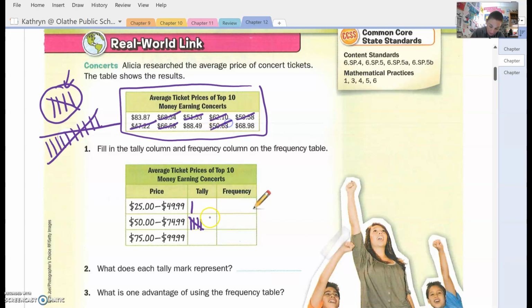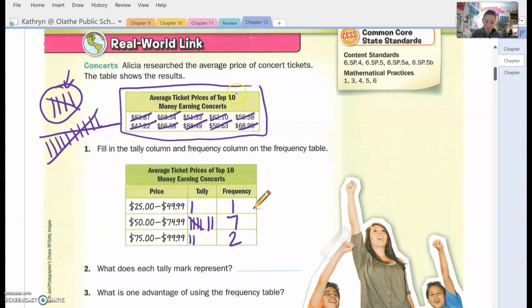So then I see there's another one that falls in there, and there's another one that falls in there. So it looks like we have 7. So now let's check 75 to $99.99. So there's 1, and there's 2. So the frequency is just the amount. So over here we tallied 1, over here 5, 6, 7, and then over here we got 2.